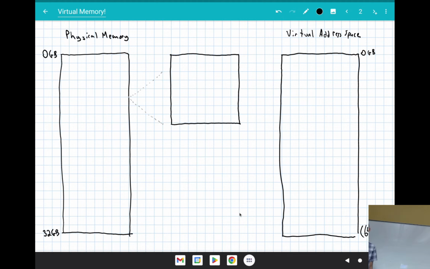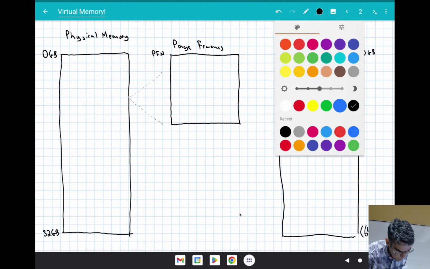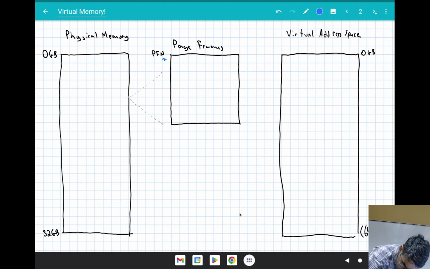I'm going to take this physical memory and I'm going to partition it into 4 kilobyte size chunks. Typically, it's 4 kilobytes that we have for pages. Each page frame in main memory will have a page frame number, and I'm going to mark these page frame numbers as n plus 1, n plus 2, n plus 3, plus 4, plus 5, plus 6, plus 7.